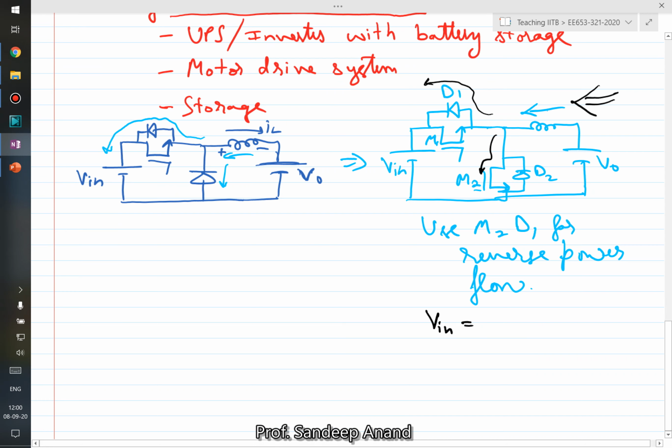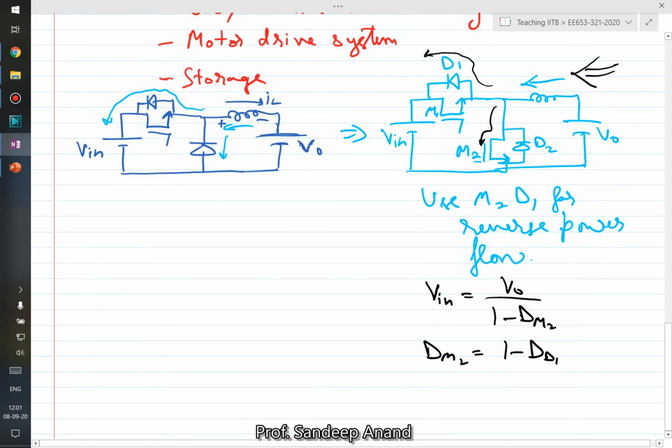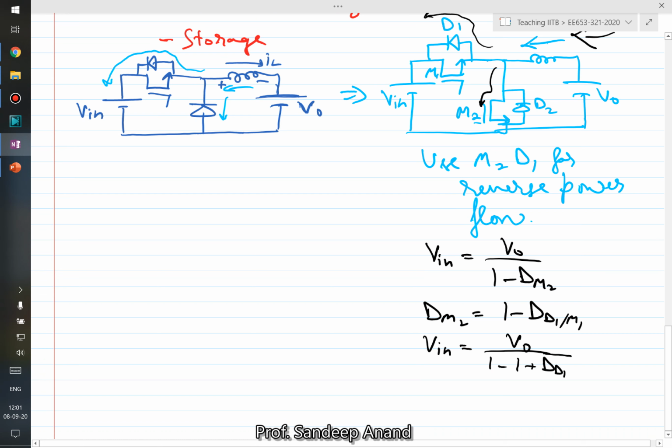And therefore you can write that Vin is equal to VO upon 1 minus duty cycle of M2, right? What is the duty cycle of M2? Duty cycle of M2 is 1 minus duty cycle of D1, right? Which is the duty cycle of M1 also. And therefore Vin is equal to VO upon 1 minus 1 plus D of D1, and therefore Vin into D of D1 is equal to VO. You see, this same expression is valid.